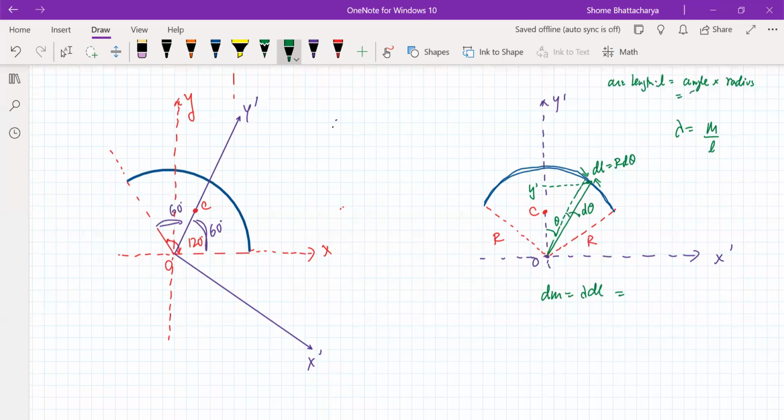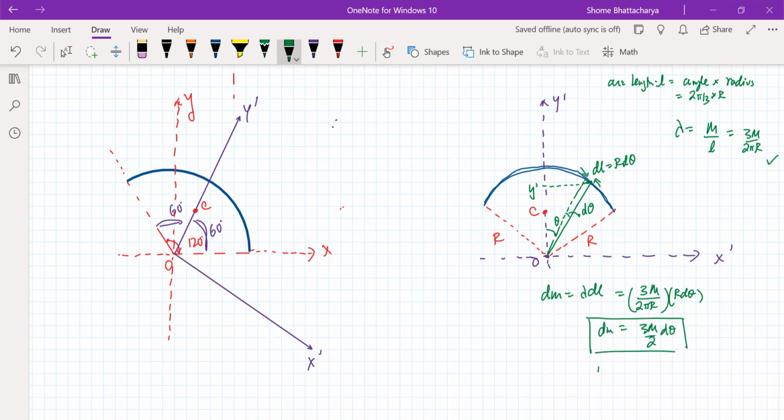So the angle here is how much? 2 pi by 3, and into radius r. So that is how this will become 3m by 2 pi r. Or you can see that it is 1/3 of a full circle, so 2 pi r by 3. So our lambda is m divided by 2 pi r by 3, since it's 1/3 of a circle, and the dl is r d theta. So here my dm is becoming 3m upon 2 pi r times r d theta, that is 3m upon 2 pi d theta. This is the mass of that element.